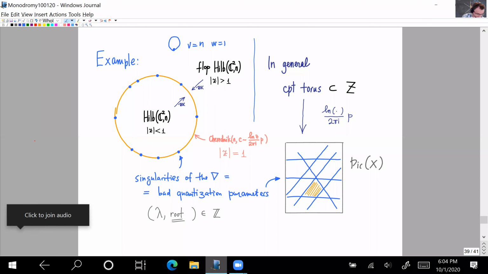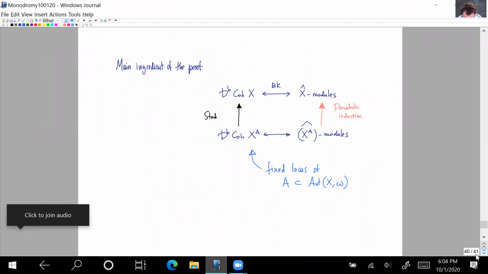Then Bezrukavnikov and Kaledin construct an equivalence when you go from commutative to non-commutative, and you can use the same thing from non-commutative to the flop. The theorem is that this map is a categorification of the monodromy. I'm almost done. The main ingredient of the proof has to do with stable envelopes, and with showing that under this Bezrukavnikov-Kaledin equivalence, the stable envelope corresponds to parabolic induction.